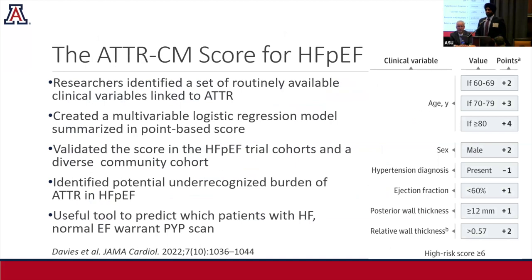An example of how we can build small rules to help us make decisions is the Davies score, which we're all quite familiar with now. By looking in the literature at what was associated with cardiac amyloidosis, creating univariate regression models, and piling that into a simple score, we can see that patients with heart failure who have a normal EF and a high risk should probably get a PYP scan and be sent down that diagnostic pathway. What I found interesting is that if you apply this to the previous HFpEF trial cohorts, you realize that a significant proportion of those patients were probably at very high risk for amyloid, and we probably missed them.